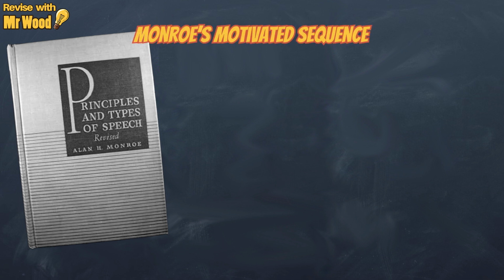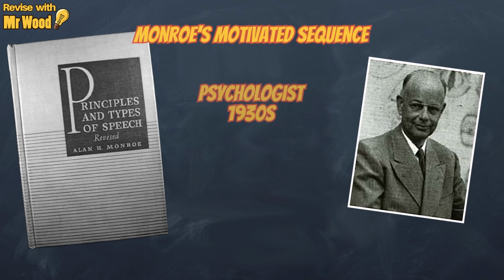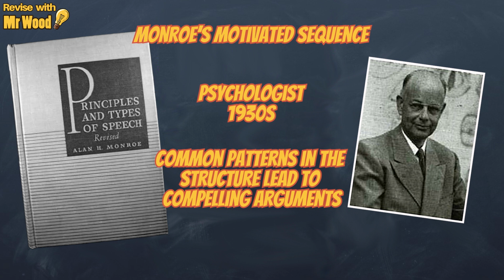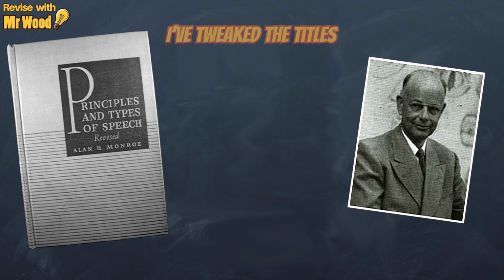If you want to know where this comes from, the structure is adapted from Monroe's motivated sequence. Monroe was a psychologist and professor in the 1930s, and he studied the techniques of influential speakers and found common patterns in the structure of their speeches and texts that allowed them to present arguments in a compelling way. I've been teaching this structure for a while, and over time I've changed a couple of the titles for simplicity.